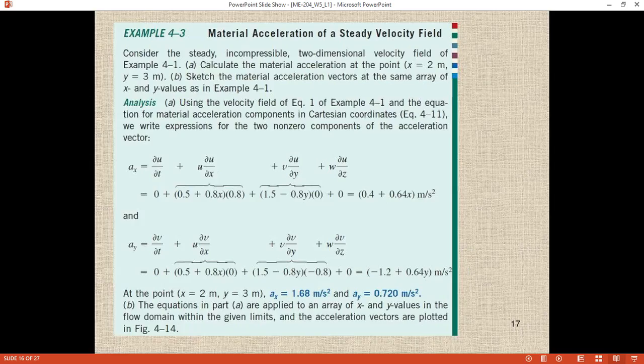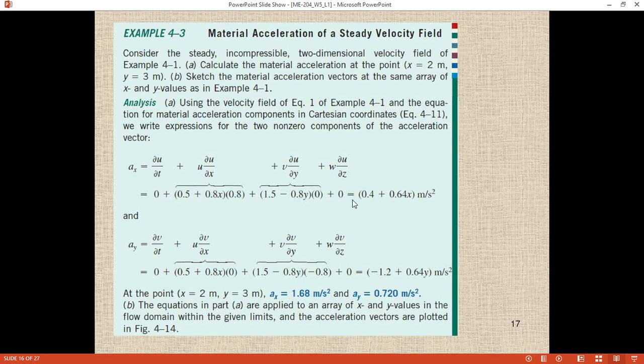Because it is a two-dimensional velocity function, we have ax and ay. ax is equal to del u by del t plus u del u by del x plus v del u by del y plus w del u by del z. Since the flow is steady, del u by del t is 0. The other values are all known, so we solve it and put them in. The z component: since w is 0, all those terms are equal to 0.